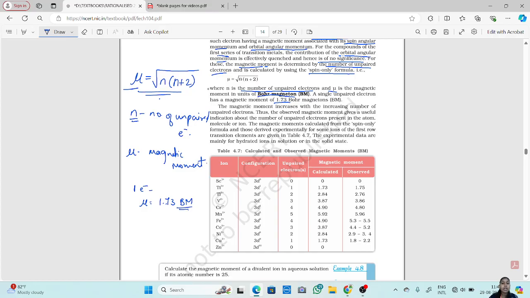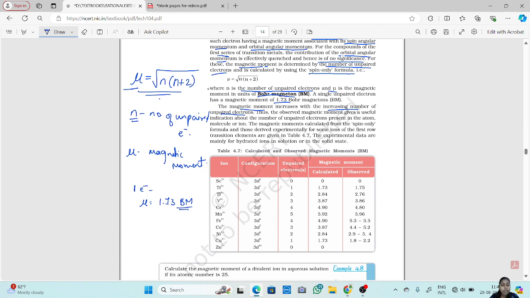Now, the magnetic moment increases with the increase in the number of unpaired electrons. As I told you, it depends on the number of unpaired electrons, so obviously the magnetic moment will increase with the increasing number of unpaired electrons. Thus, the observed magnetic moment gives a useful indication about the number of unpaired electrons present in the atom. So if you don't know the number of unpaired electrons but you know the magnetic moment, the higher the magnetic moment, the more unpaired electrons there are.